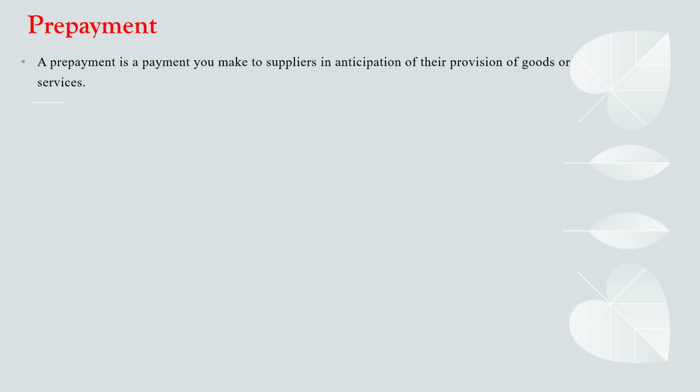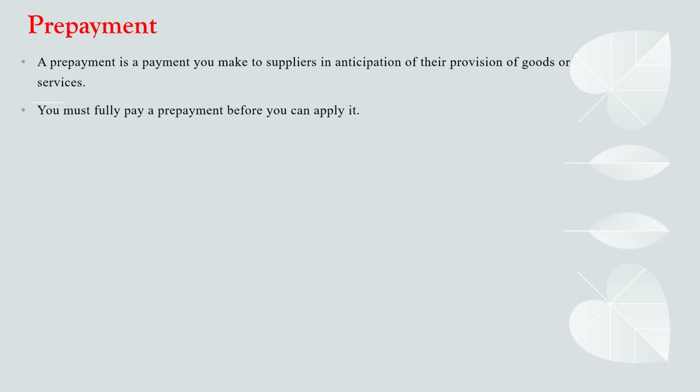If we talk about the prepayment, either in Cloud Payables or E-Business or whatever, as you know, a prepayment is a payment you make to a supplier in anticipation of their provision of goods, services, whatever. Prepayment in Oracle Payables is also a type of invoice that you can apply to outstanding invoices to reduce the invoice amount.